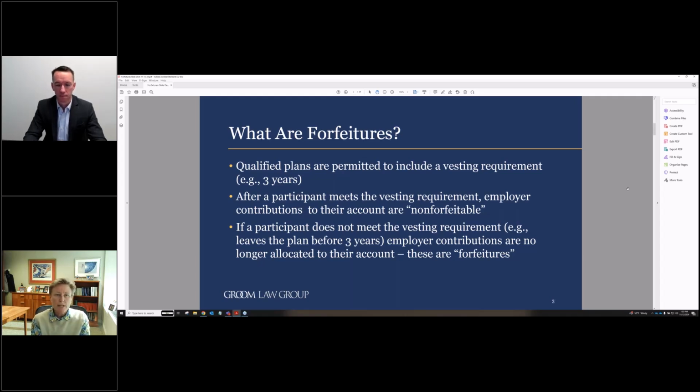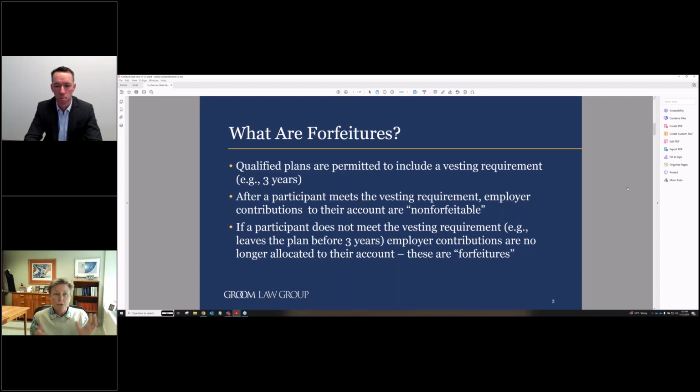So, for example, many plans will have a 3-year vesting requirement for employer contributions. After a participant meets that 3 years or whatever the vesting requirement is, then those contributions are non-forfeitable, meaning if I leave the plan, I can take them with me. They are part of my account and they're allocated to my account.